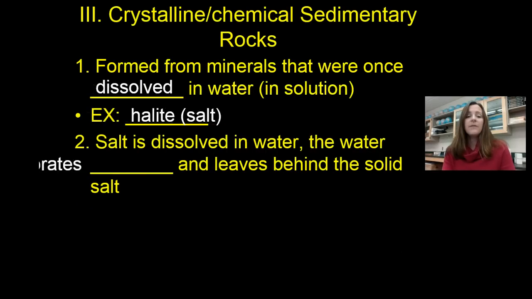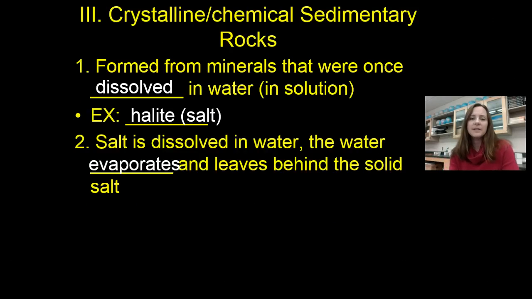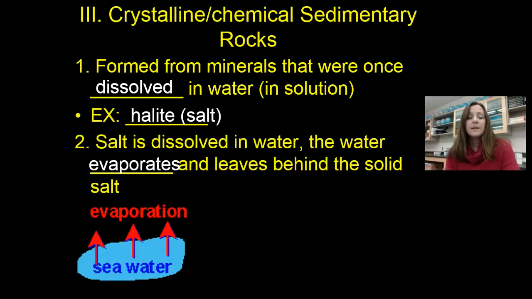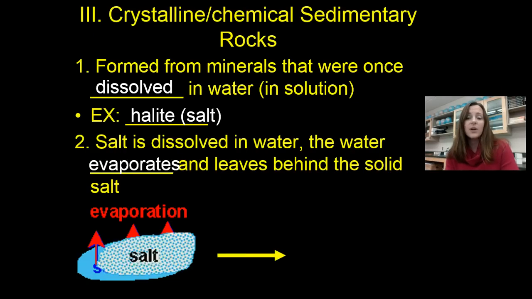Our next type of sedimentary rock is rocks that are made from crystalline or chemicals. Now, we talked a little bit about this when we were talking about deposition, but these are formed from minerals that were once dissolved in water or solution, like halite, which is known as salt. Salt is dissolved in water and then it evaporates and leaves behind solid salt. Here's a picture of just the seawater evaporating, and what's left behind from that seawater is collections of salt.